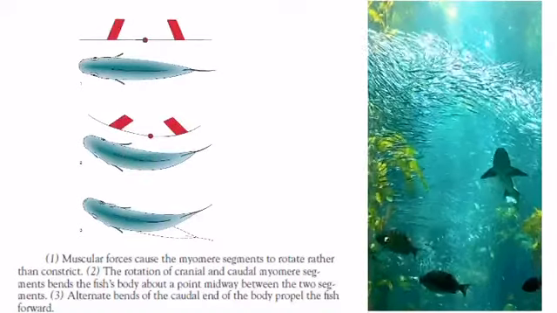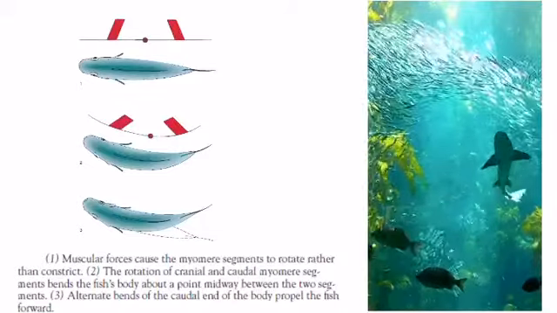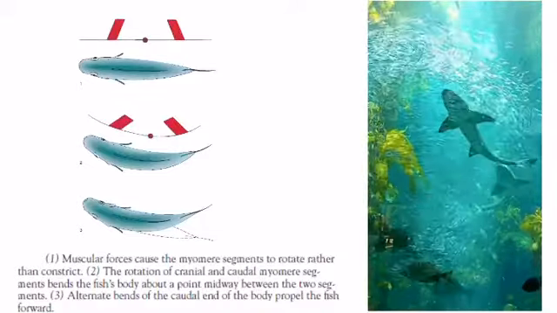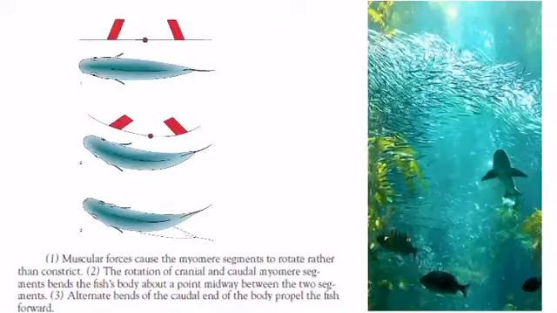Alternate bends of the caudal end of the body propel the fish forward. Here in this video, you see that the lateral undulations of the trunk and tail produce the fish locomotion.